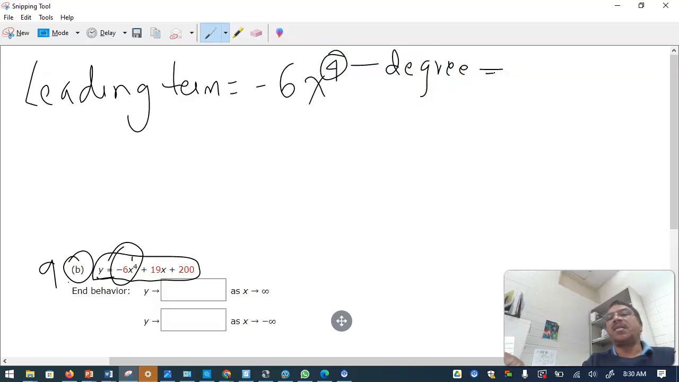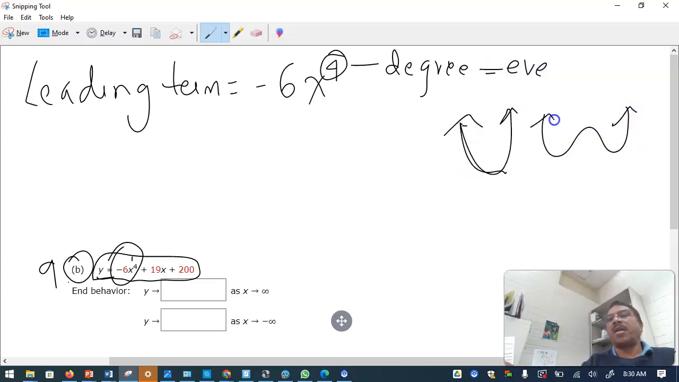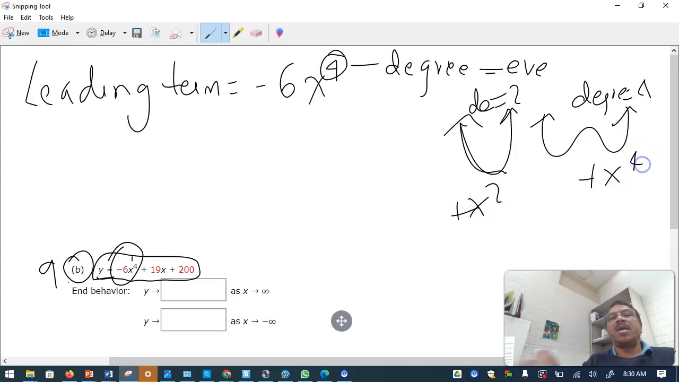Whenever the degree is even, the graph is always either a parabola that will be up, or if it is quartic, so this is degree 2 and this is degree 4, whenever it is like positive x squared, and positive x raised to 4. But right now there's a minus. What does this minus do? It flips the graph. Now this x raised to 4, instead of up, will be down.